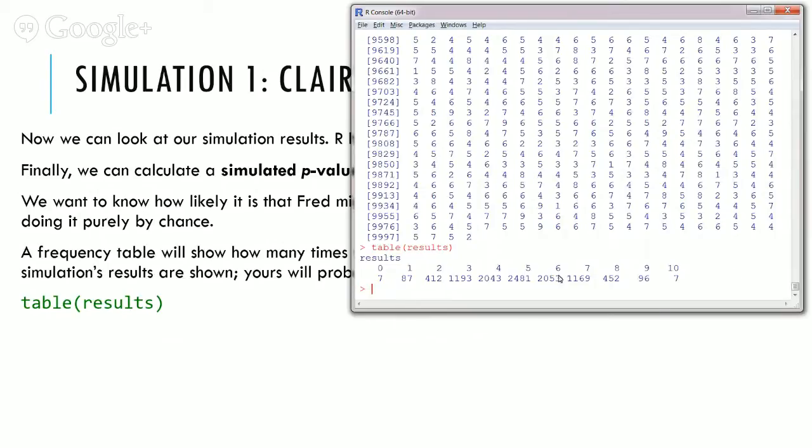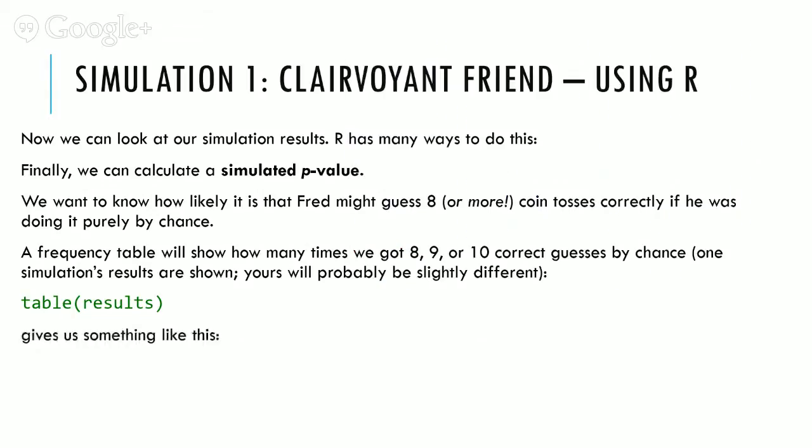There we go. So 7 times there was 0 times correct. So he's right at least a little bit of the time, usually. 87 times out of 10,000, he was right only once. 412, he was right twice. So we're interested in this: how many times was he right 8, 9, or 10 times? So in the simulation I did to write this PowerPoint slide, this is what I came up with.